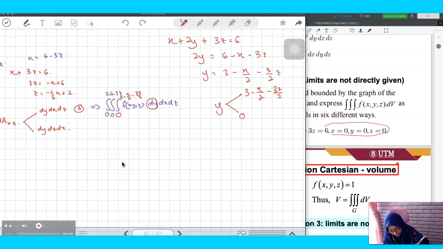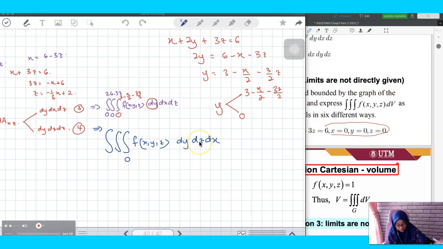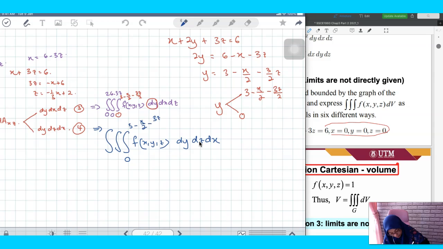Okay, so now we go to the number 4. For number 4, the triple integral now becomes f(x,y,z). So dy does not change, we only change dz, dx. The limit of y is still the same because we have a similar region and similar solid. So that's why we don't change, we just change the order. Okay, so the limit of y is 3 minus x over 2 minus 3z over 2.